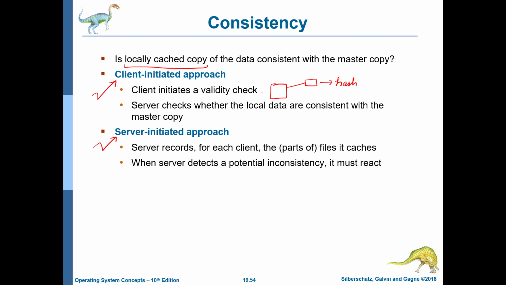Then we can have a server initiated approach where the server will record for each client the parts of the file that it caches. This is where the server needs to maintain state. I need to mention that protocols like NFS and so on are stateless, so the server does not maintain any state about the clients. But we have other protocols like AFS and so on, where the server does maintain state. So this is an example of the server actually maintaining state. When the server detects such a potential inconsistency, it needs to react.